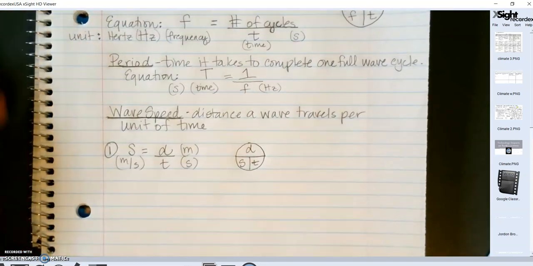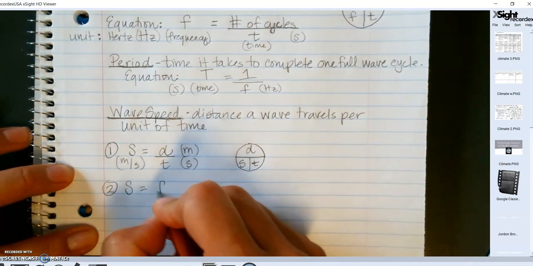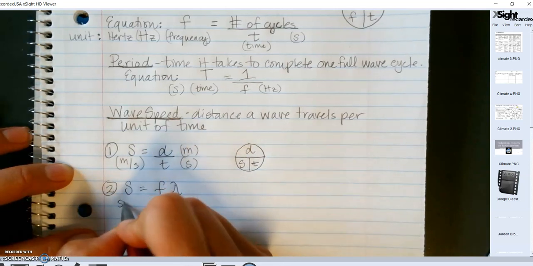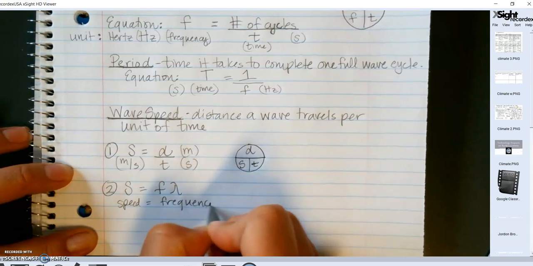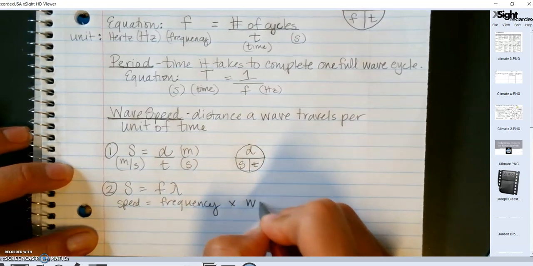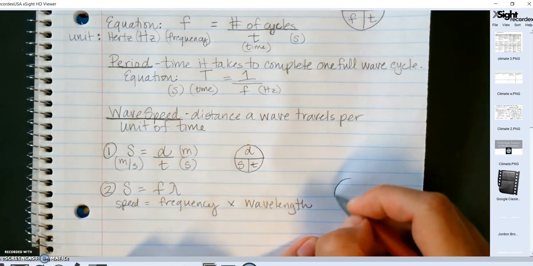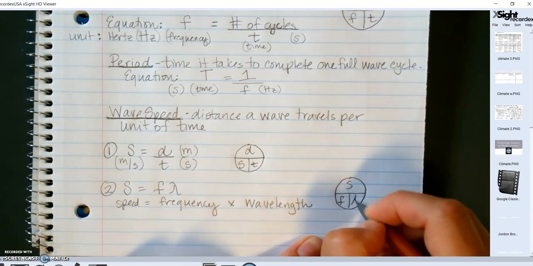The second equation is speed equals frequency times wavelength. The circle here would be speed on top, frequency and wavelength on bottom.